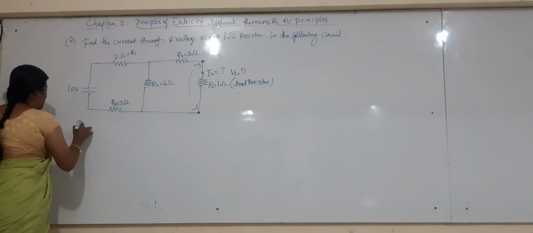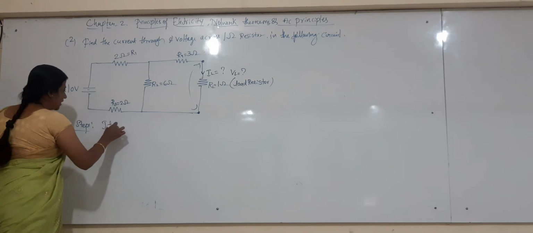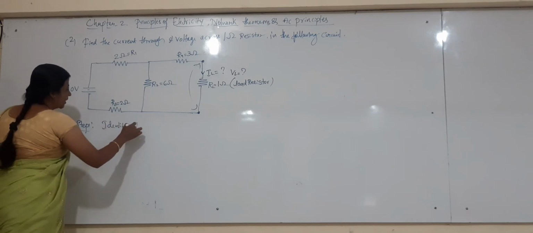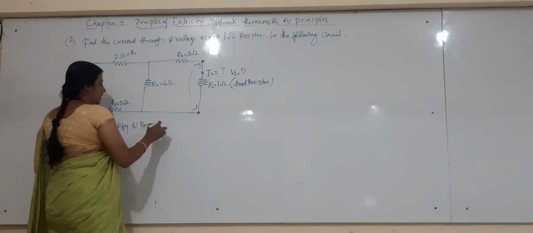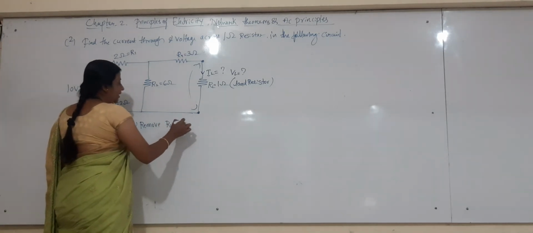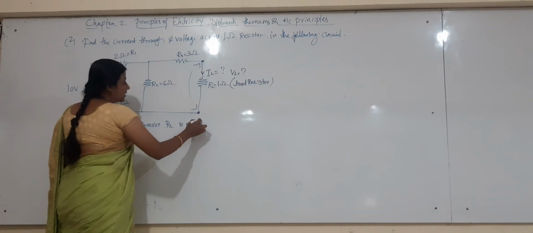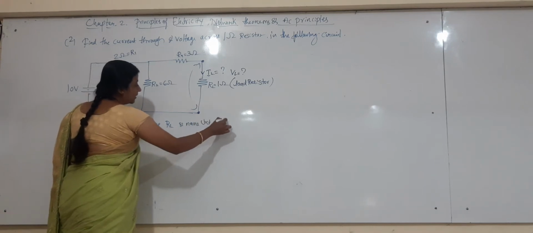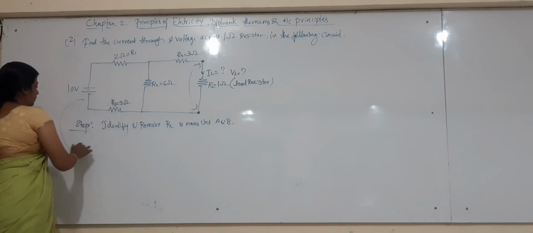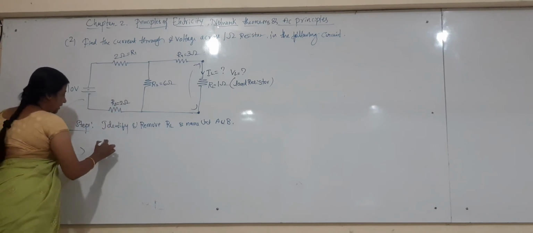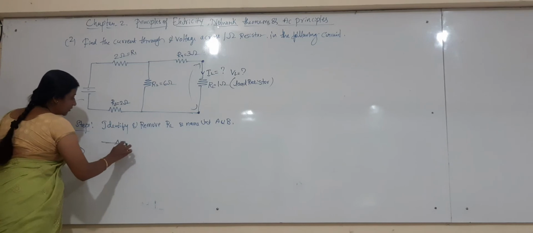First step is identify and remove. So that is, identify and remove RL and name the circuit terminals as A and B. So this circuit is reduced to the circuit like this.